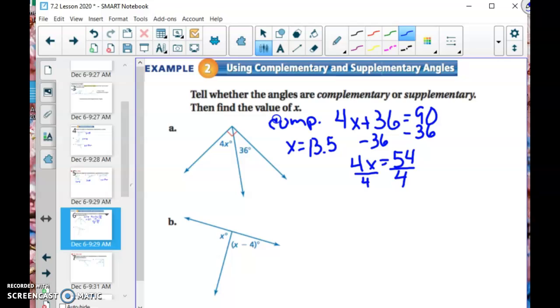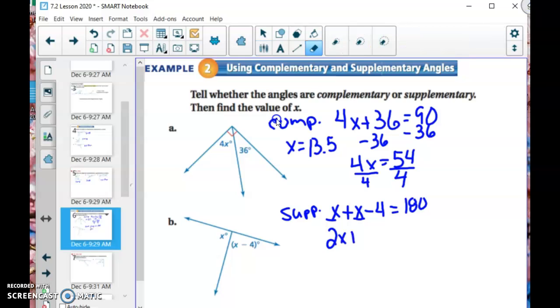B, those two angles go together to make a straight line, so that means that they are supplementary. And since they are supplementary, that means x plus x minus 4 equals 180. Well, I have like terms here. 1x plus 1x would be 2x. And then that would be 2x minus 4 equals 180.